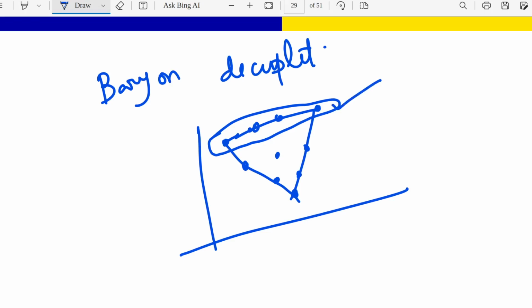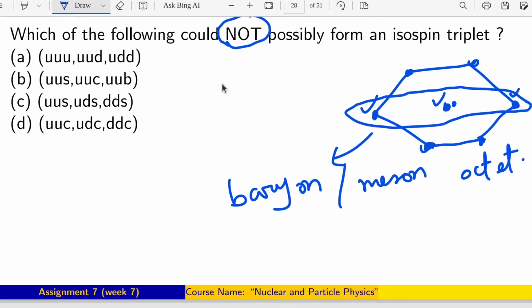It is not a triplet because there are 4 members in this row. Similarly, this is an isospin triplet because there are 3 members in that row. This is an isospin doublet, this is an isospin singlet, right? Now you can understand the meaning of isospin triplet. Isospin triplet means in that family there will be 3 members, right? So that we can say, okay, this is an isospin triplet. Now coming to the question again.